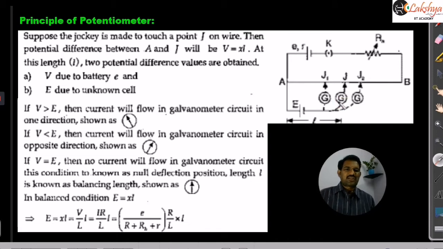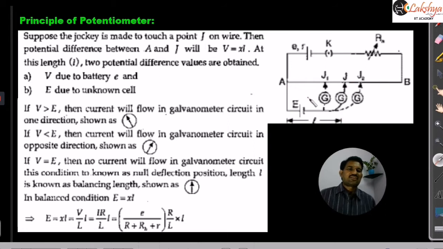Otherwise we need to check these connections again. Any loose contacts or any wrong connections may be there. Then we press the jockey at the different points here. Suppose now we are getting this null deflection at the point J, when the jockey is at the point J, and then L is this length, the distance between A and J here.